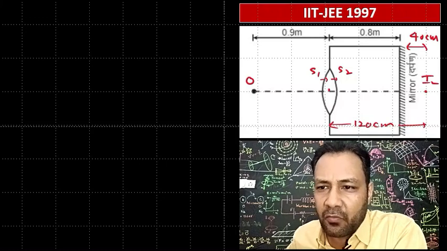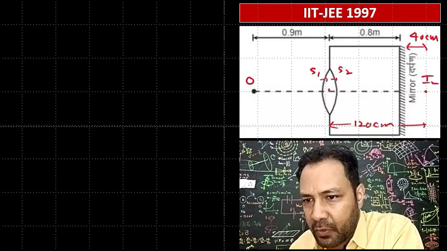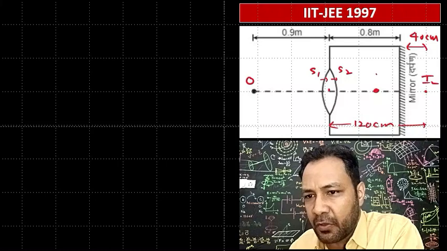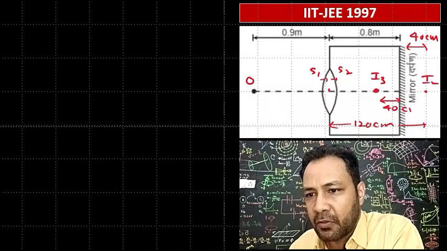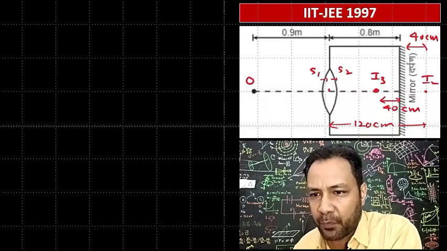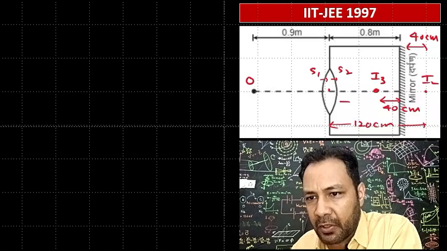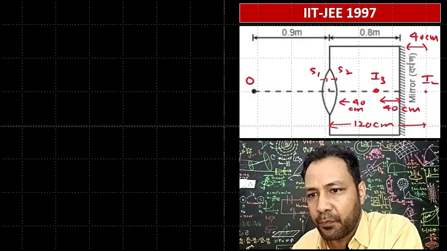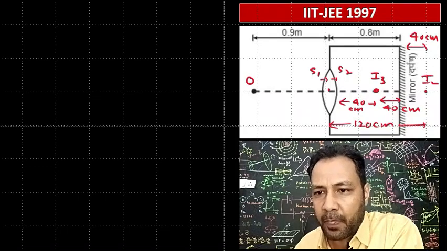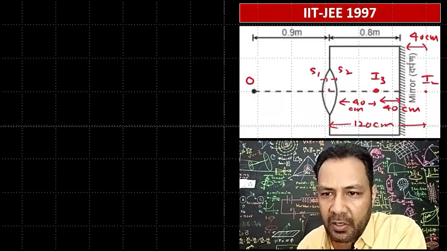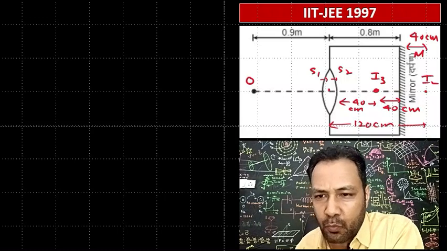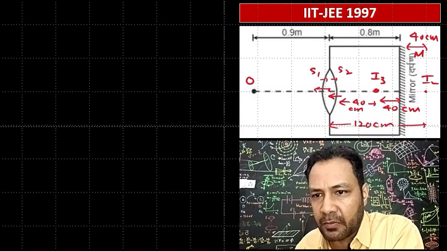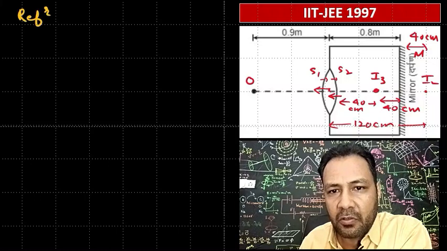So I2 will serve as a virtual object for the plane mirror. So its image will be I3, which will be 40 centimeter here. Now the same thing happens on the opposite side, and if this is 40 centimeter, then that will be 40 centimeter. Now, once again, we have covered so far 3 events: refraction at S1, refraction at S2, reflection at M. Now the 2 more events: refraction at S2, and the positive direction will be like this.